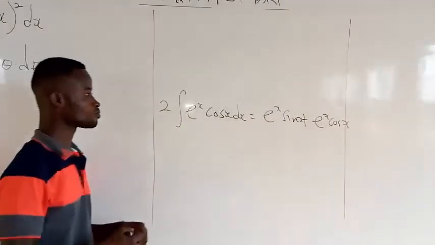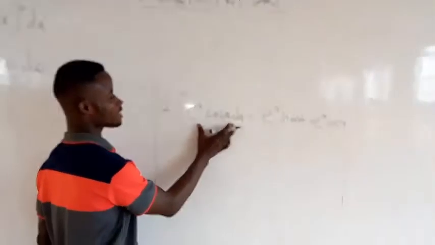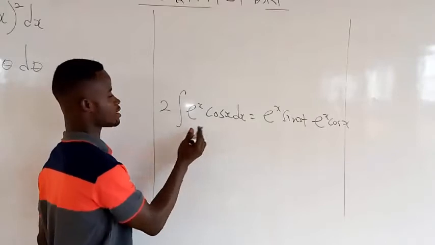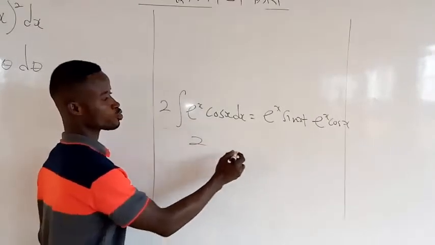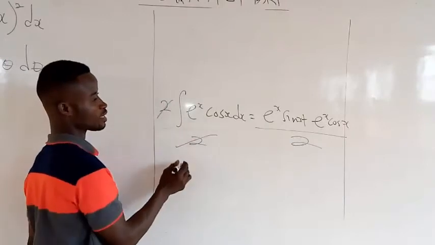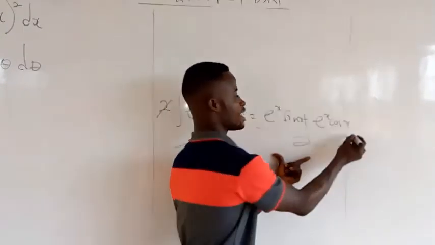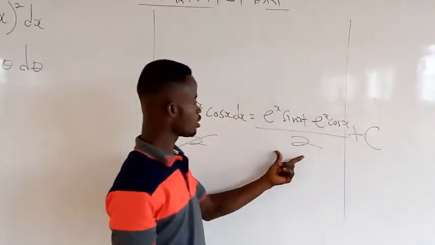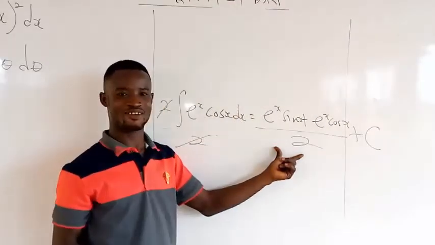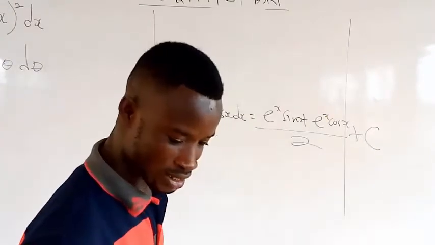Alright, so that is where we are. Now to get this is the question. So to get this, we divide both sides by 2. So this cancels this. Then we get the integral of this to be this. But don't forget that at the end we add plus c. So that becomes our final result for such a question. I hope it's an interesting question.